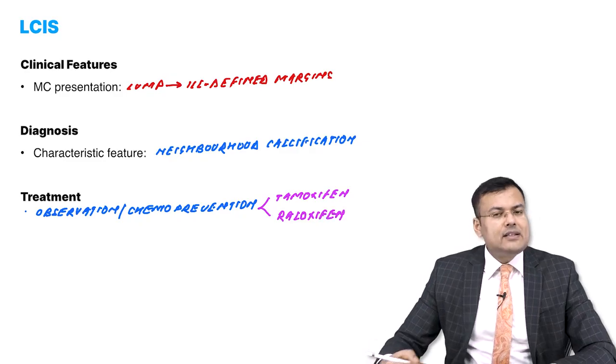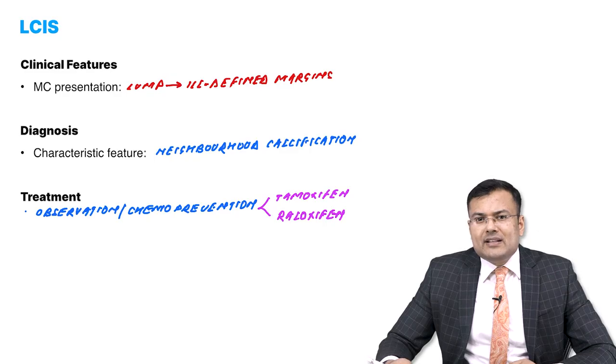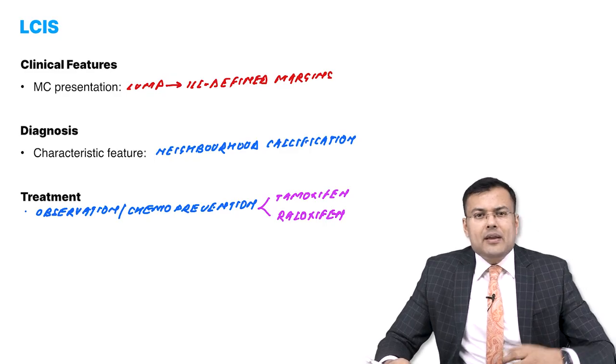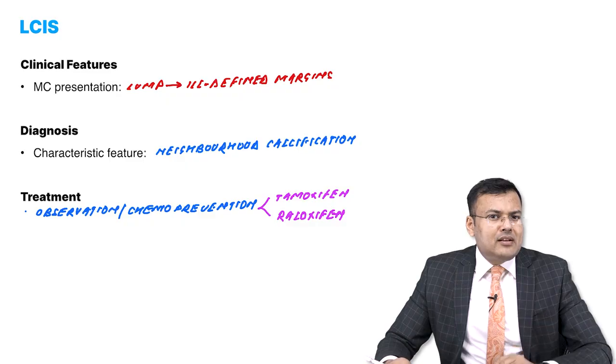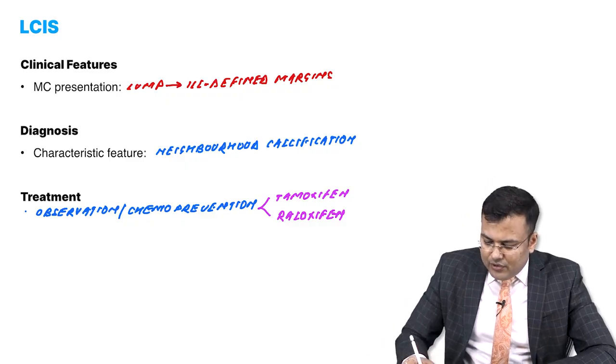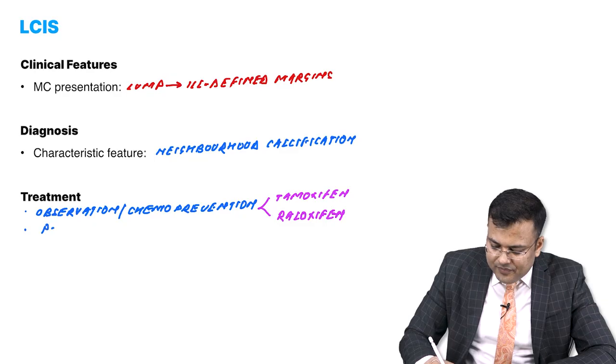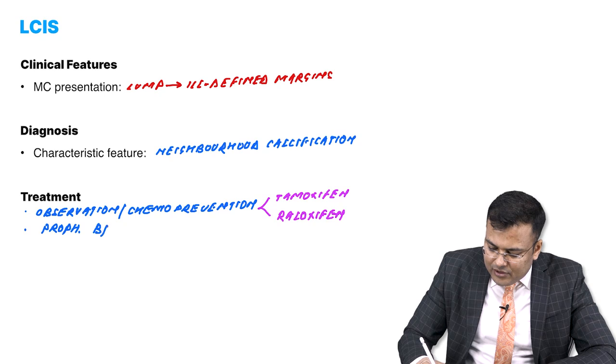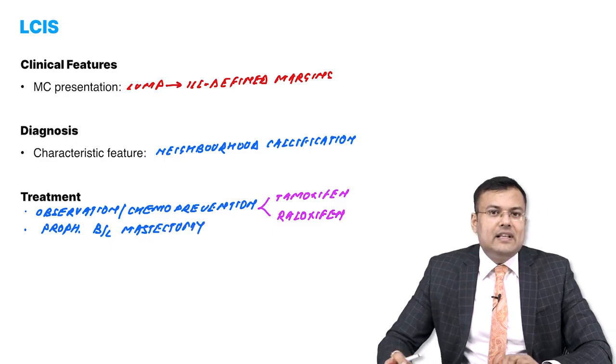The second advice is that the patient can go for prophylactic bilateral mastectomy. Why? Because there is increased risk of bilateral breast cancer. Clear? Prophylactic bilateral mastectomy. So that's the option for management of LCIS.